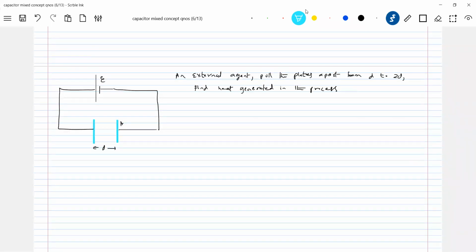Okay, let's come to this again. Now this capacitor I'm going to connect across a cell. An external agent pulls the plates apart from d to 2d. Find the heat generated in the process. So it already has some charge. Let's begin like this. Initially having some charge, say Q1. So what is the capacitance? The capacitance of the system will be C1 is equal to epsilon naught A by d.